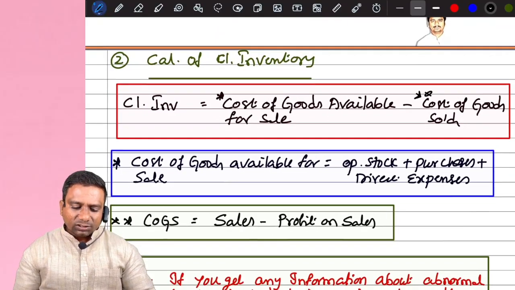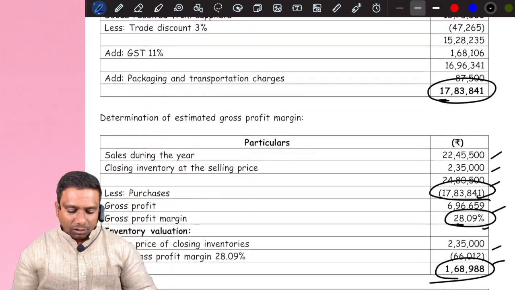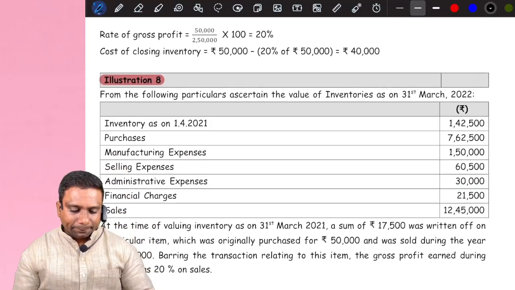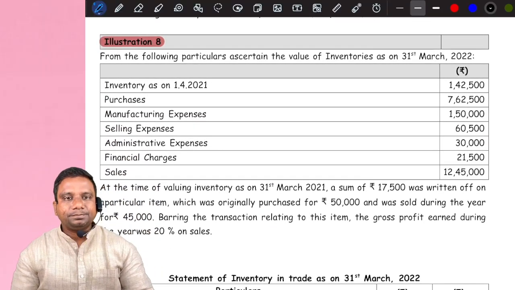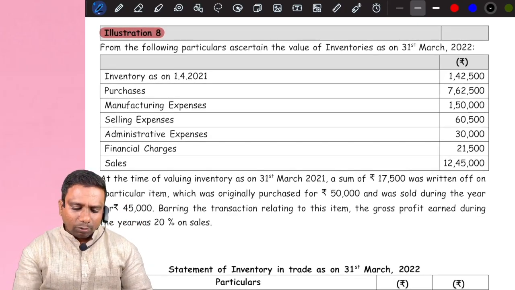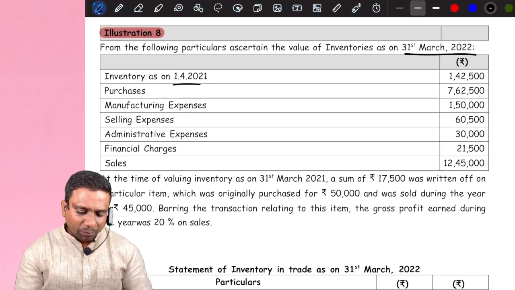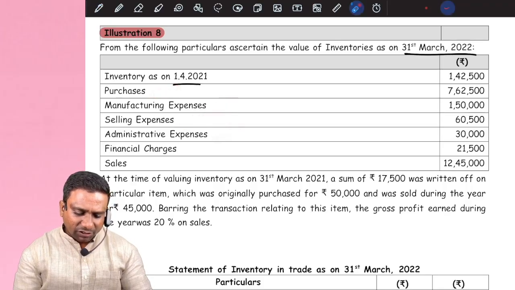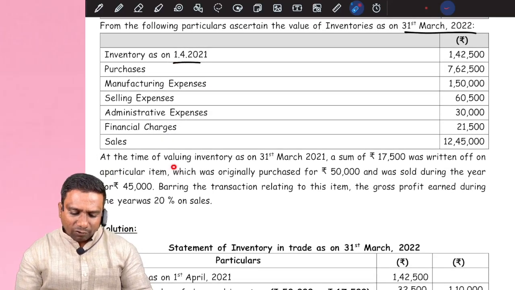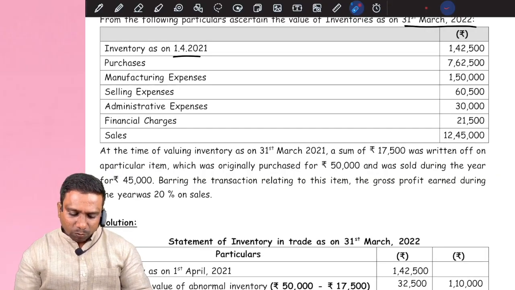Next one, second approach. If closing stock information is not given in the problem, then how? If you observe illustration 8, observe illustration 8 once. From the following, read total problem and tell me, do you find any closing inventory or not? From the following particulars, ascertain the value of inventories as on 31st March 2022. Okay, inventory, this is opening stock, purchases, manufacturing expenses, selling expenses, administrative expenses, financial charges, sales. At the time of valuing inventory on 31st March, a sum of 70,500 was written off. Okay, 50,000 and sales, bearing the transaction relating to the gross profit margin 20% on sales.